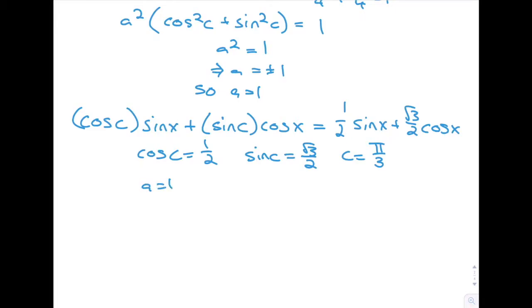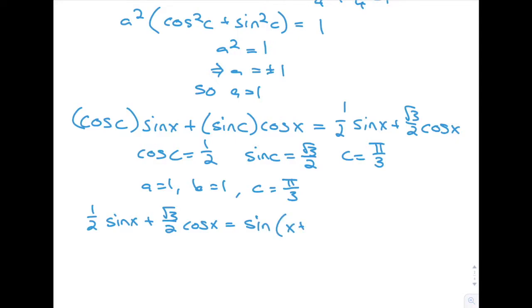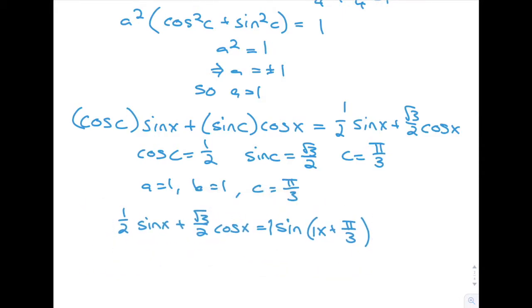So we have a equals 1, b equals 1, and c equals pi over 3. So we can say that 1/2 sine x plus the square root of 3 over 2 cosine x can be rewritten in the form a sine bx plus c as just sine of x plus pi over 3, since we've got a coefficient of 1 from our a and b. This is how we can combine the trigonometric expression in the form a sine x plus b cosine x into a single trigonometric expression.